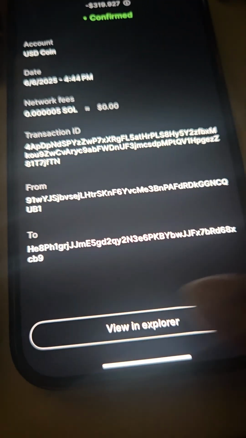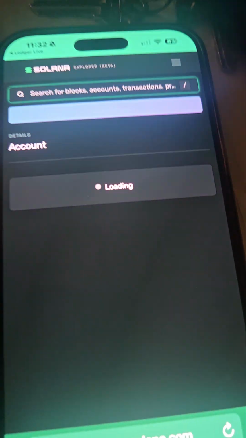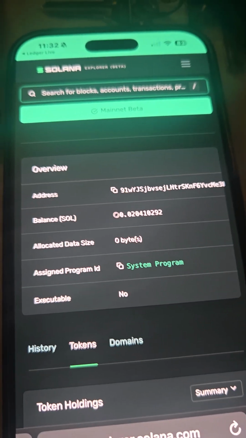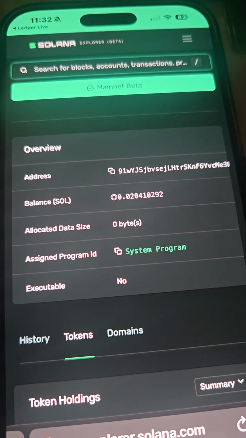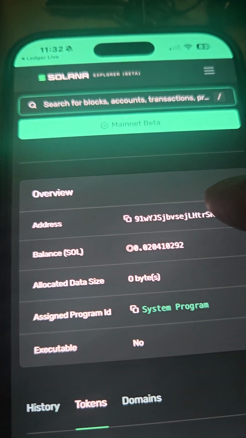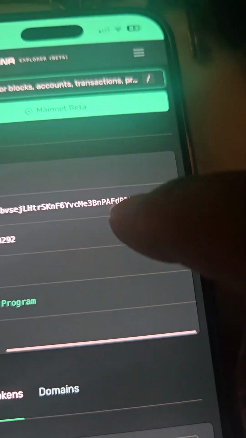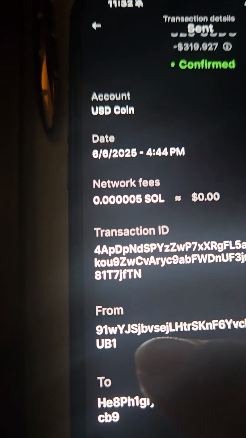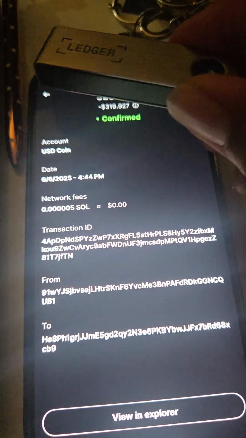We're going to go view and explore. Now when we view it and explore, that takes us to the blockchain. The Explorer is looking at the blockchain. This is basically like a mirror of the blockchain. So as you see at the top, here's the address, right? It ends in B1, just like it did over here. See? B1. So that's the address that it's coming from, which is connected to this device here.